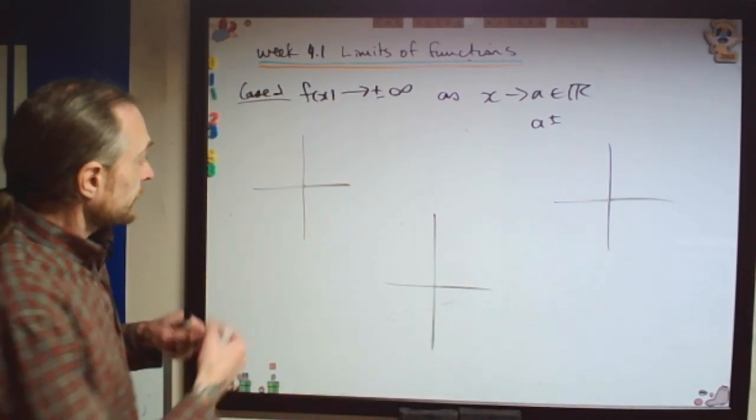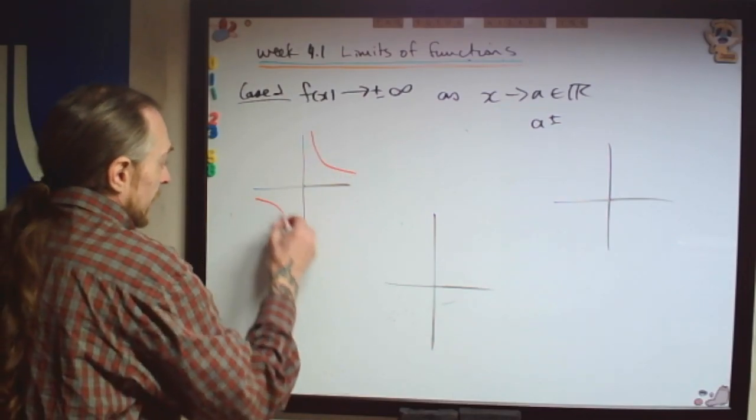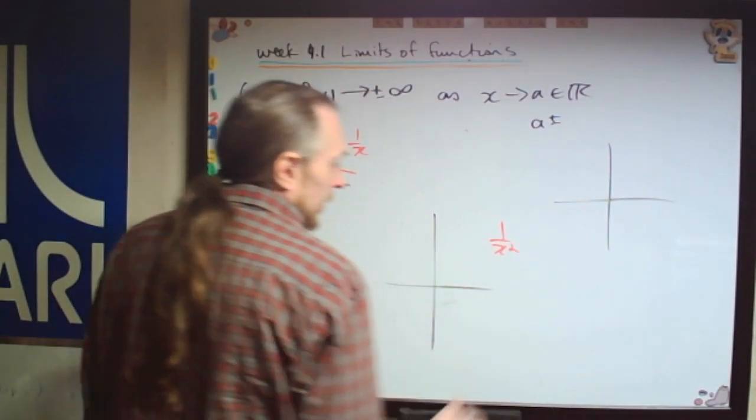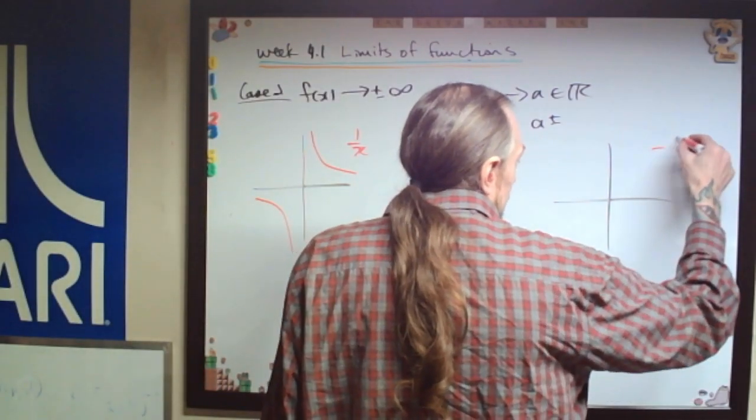But for now, let's do 1 over x squared and negative 1 over x squared.